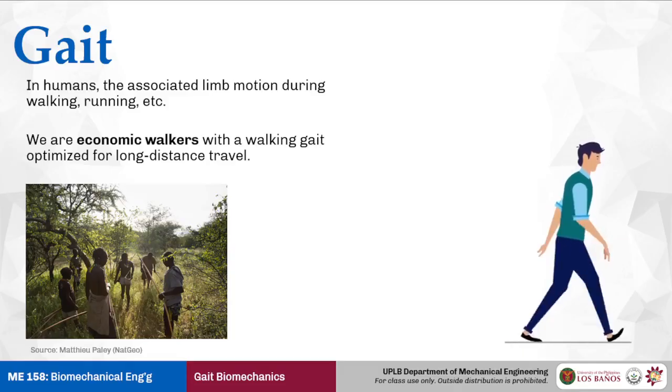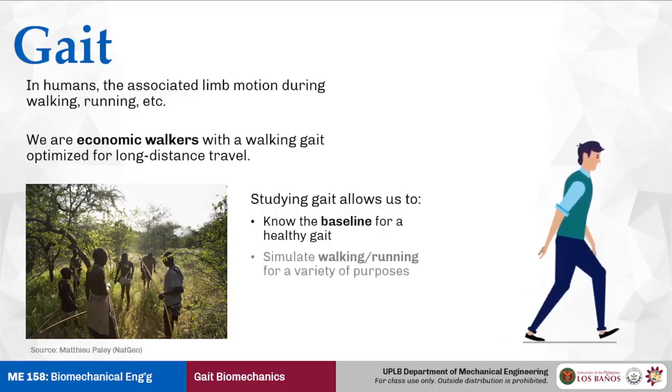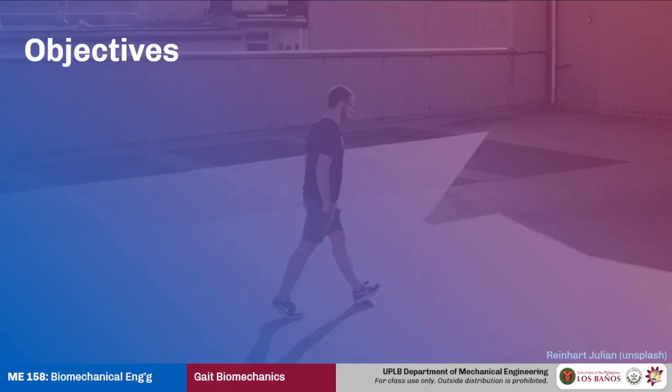So why should we study gait? So when we study gait, we actually learn what is our baseline for healthy walking or healthy running. So by knowing what is the correct way to move, we learn essentially to detect if there is something wrong with one of our legs or with one of our motions, and we can suggest ways to correct that kind of motion. Also, by knowing how our body moves, we can, of course, simulate walking and running for a variety of purposes.